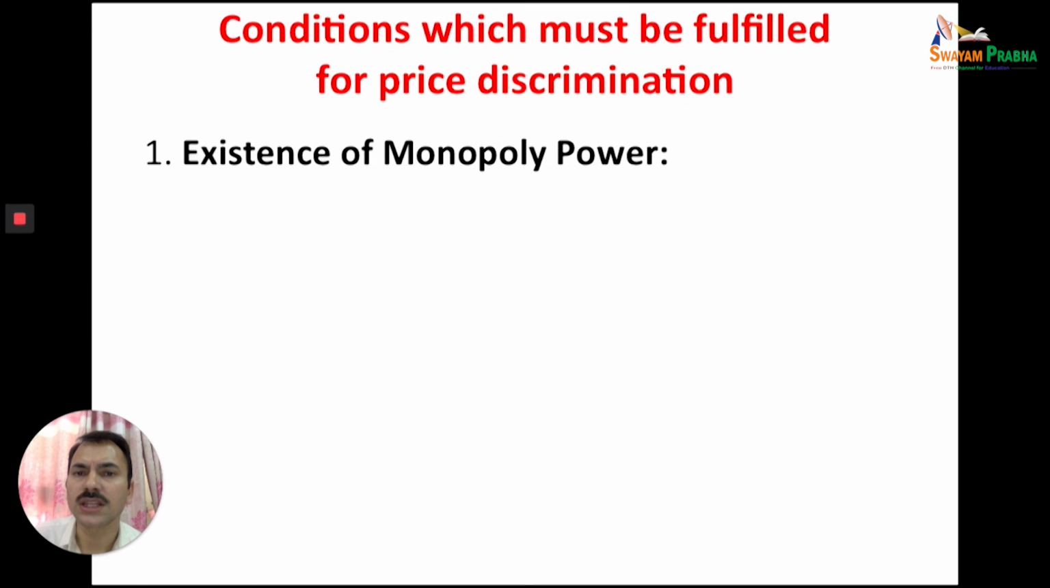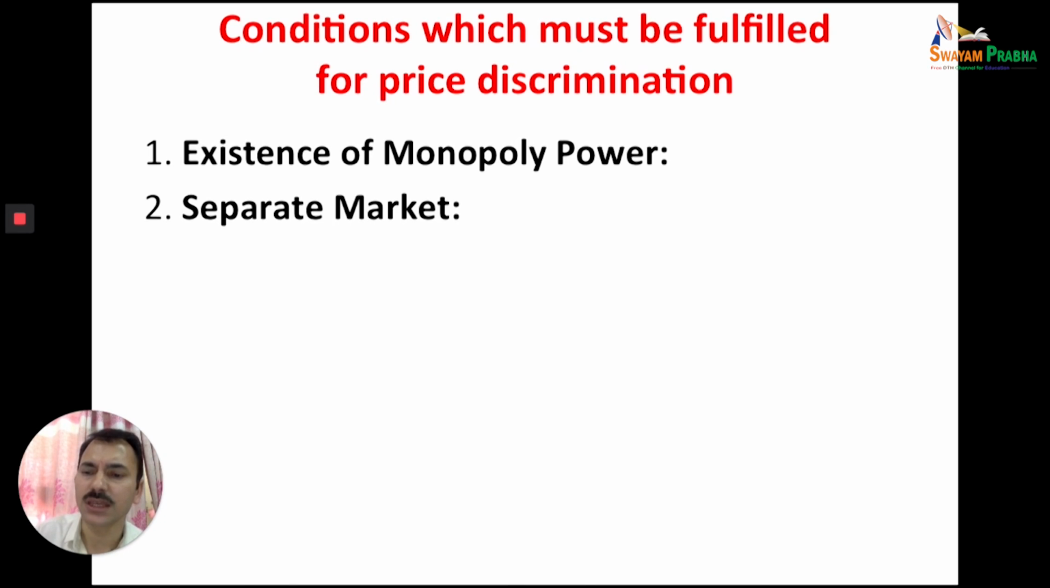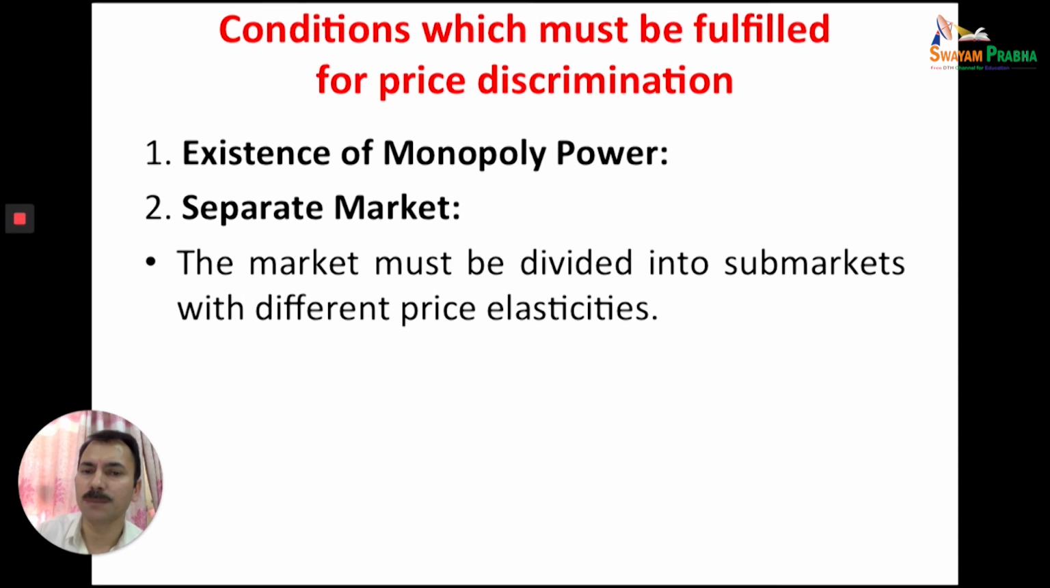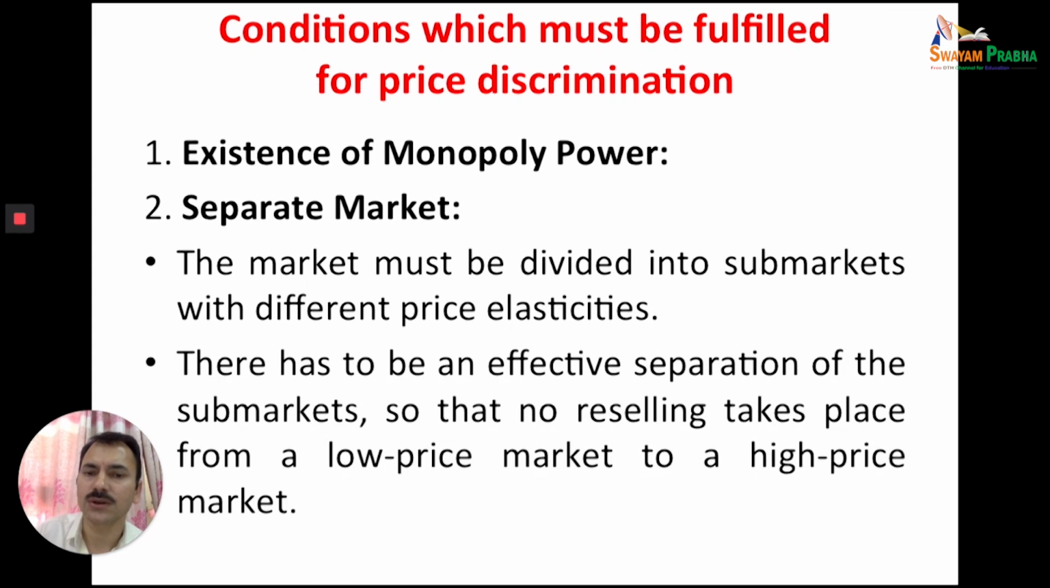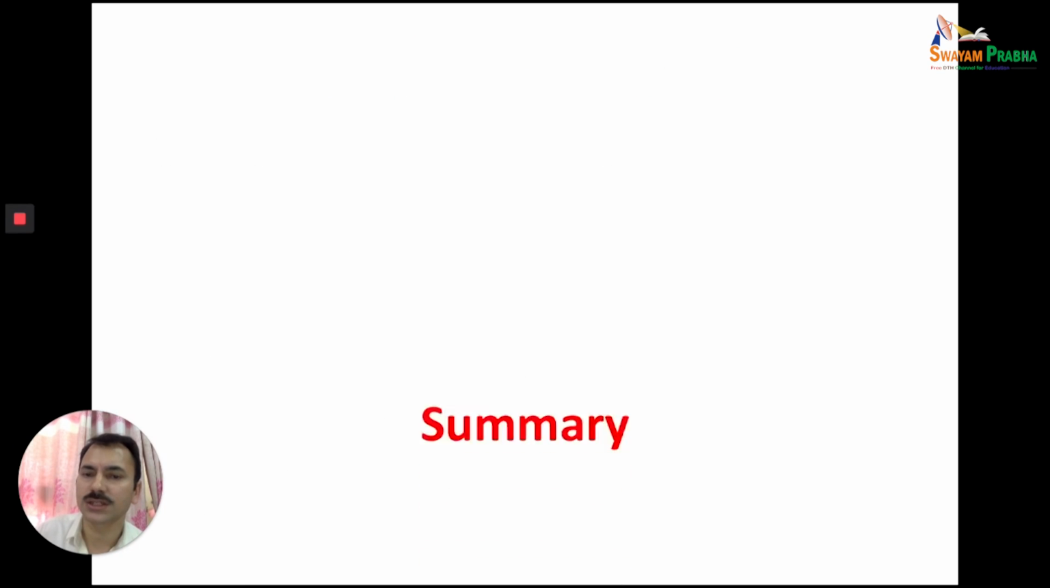Now, conditions that must be fulfilled for price discrimination. Existence of monopoly power: the producer must have monopoly power and full control over the market. Separate markets should be there. The market must be divided into submarkets with different price elasticity. There has to be an effective separation of the submarkets so that no reselling takes place from the low price market to the high price market.